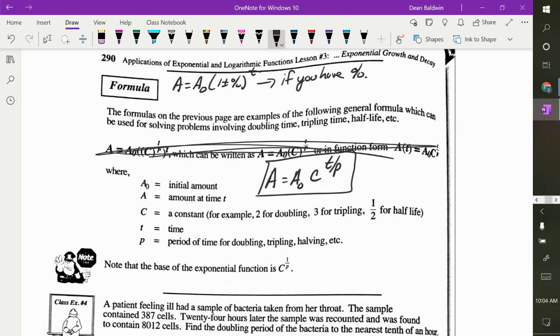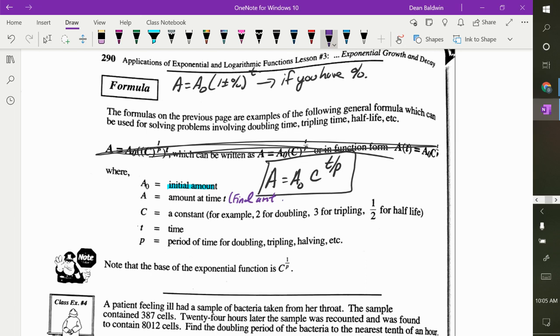So A naught is what we've already talked about. It's the initial amount. Use a highlighter here. A is the amount at time t, which is really just the final amount, which we've already talked about. T is time. We'll come back to C in a sec. And P is the time to double or triple or whatever.